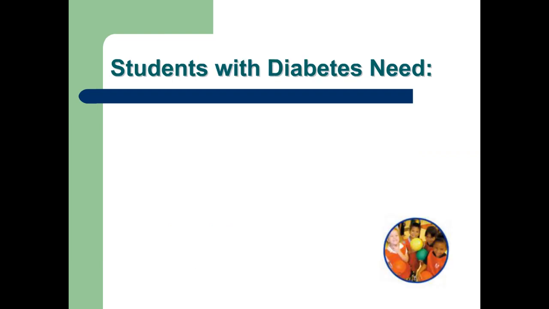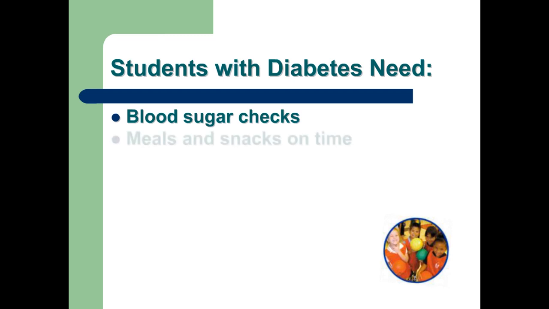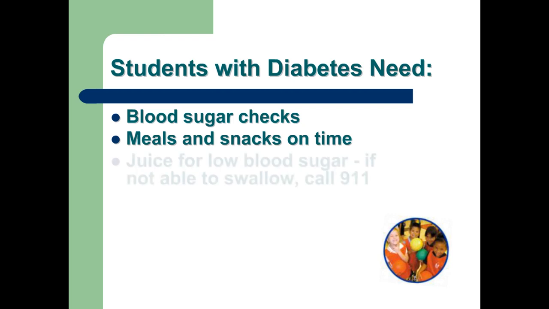Now that you know what a student with diabetes needs: check blood sugars. The student with diabetes may need to frequently check their blood sugar, especially if they're feeling symptoms of a low or high blood sugar or before exercising. Meals and/or snacks on time. The parent and/or healthcare provider will determine the appropriate diet and snacks for students. If there's a question about a student's diet, contact the school nurse.